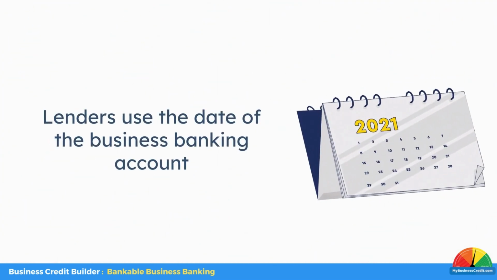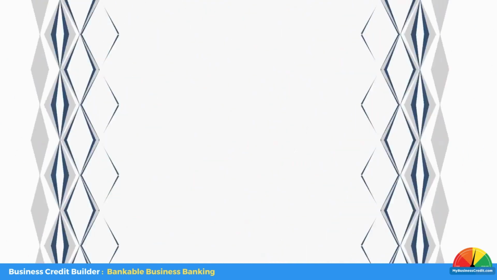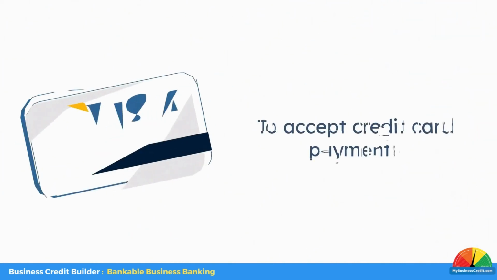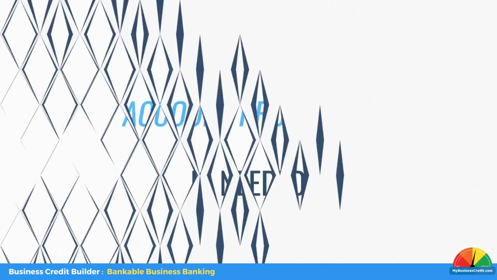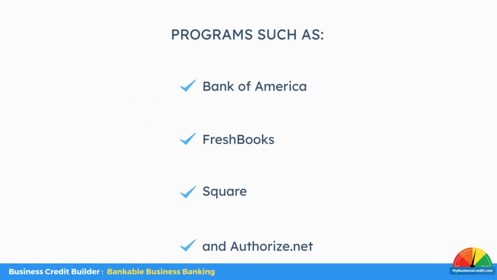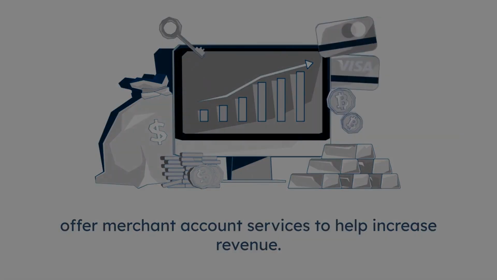Lenders use the date of the business banking account to determine the age of the business, so a long banking history improves borrowing potential. To accept credit card payments, a merchant account processor is needed. Programs such as Bank of America, FreshBooks, Square, and Authorize.net offer merchant account services to help increase revenue.